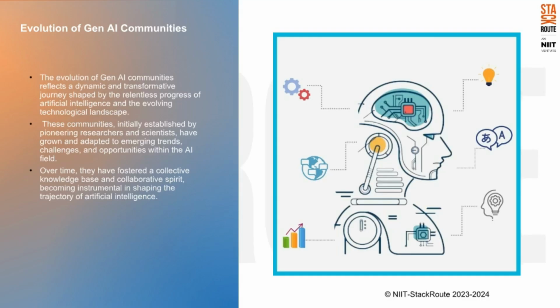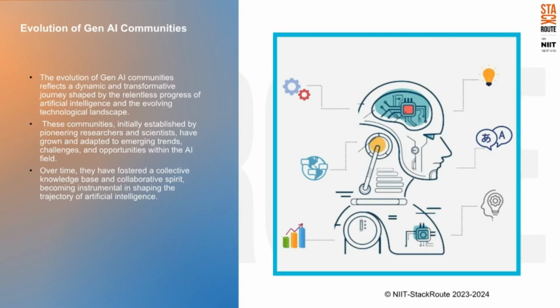Initially, GenAI communities formed as small groups of pioneering researchers and scientists who laid the groundwork for the field of AI. These early communities were characterized by close-knit networks and a focus on fundamental research, often conducted within academic institutions or research laboratories. As AI began to gain more attention and recognition, the communities expanded to accommodate the growing diversity of perspectives and expertise. This expansion brought in professionals from various disciplines, such as computer science, mathematics, neuroscience, and engineering, fostering interdisciplinary collaboration and knowledge sharing. This diversification of expertise has been instrumental in addressing complex AI challenges and exploring new frontiers.